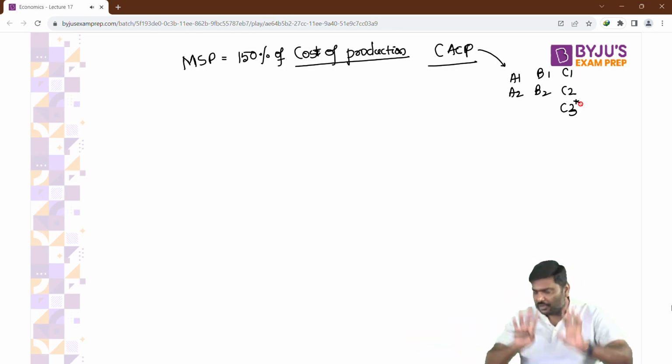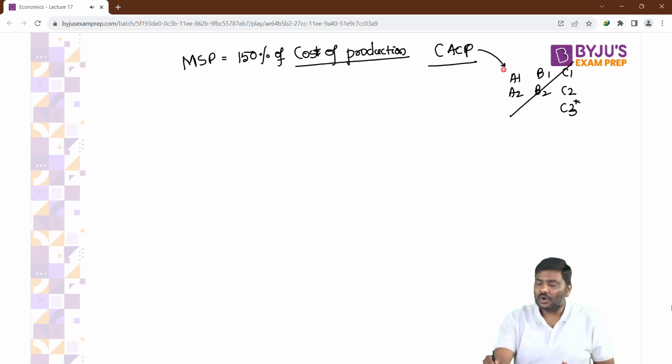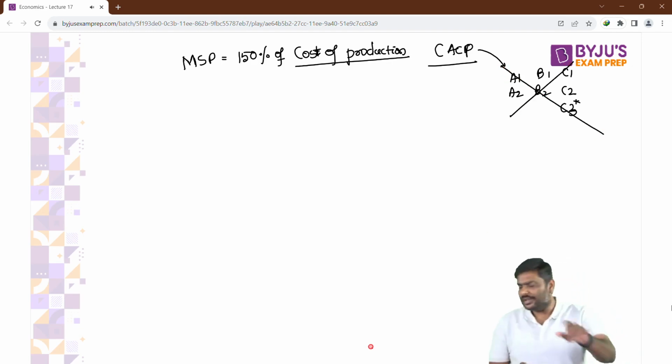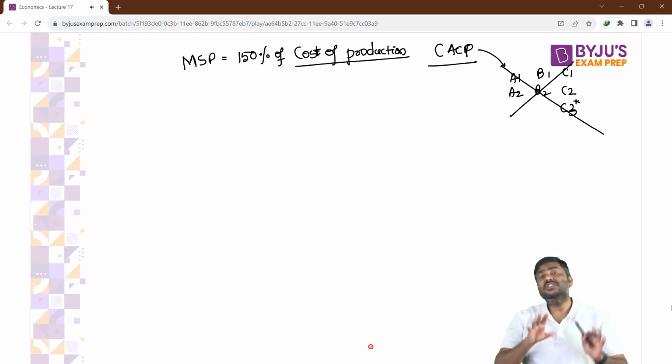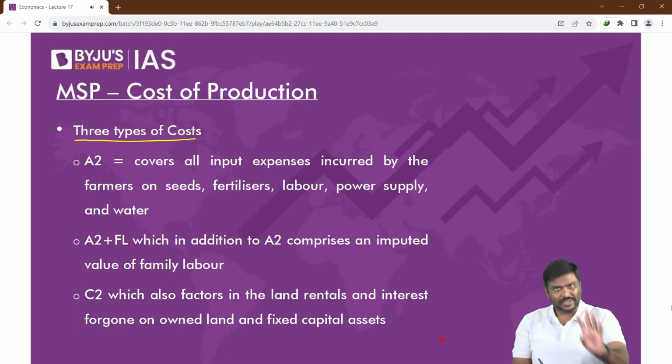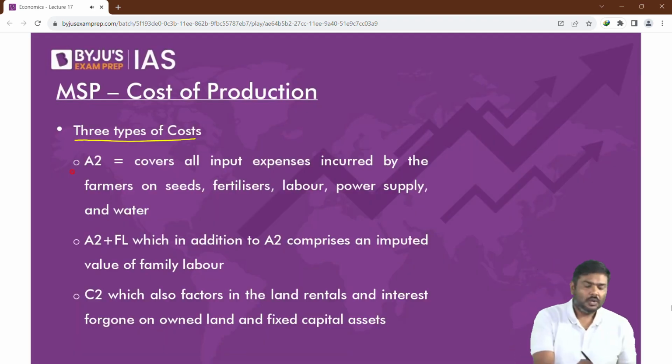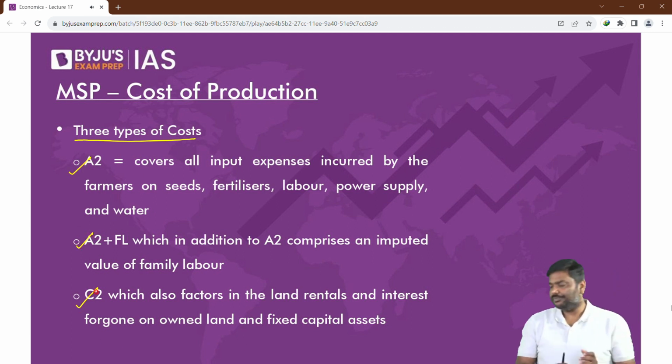But for UPSC, please do not worry about all of them. You can check, none of the books will actually cover all of this. Only for the optional level is all of this required. So for GS paper 3, what is actually required? These three simple concepts are required. One is A2 cost of production. Second one is A2 plus FL. Third one is C2.